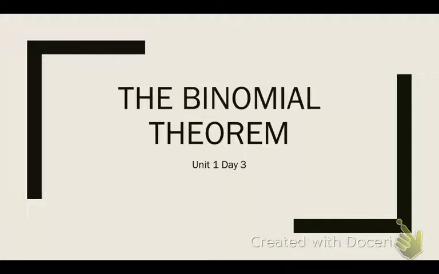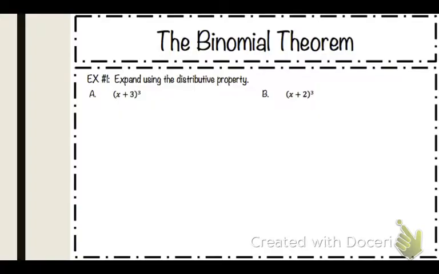Okay, Unit 1, Day 3. This is the binomial theorem. I need you guys to take really, really good notes on this. This is the hardest concept you're going to learn this unit, okay? So we're going to expand using the distributive property first. So x plus 3 to the third power. That means we have x plus 3 three times, okay?